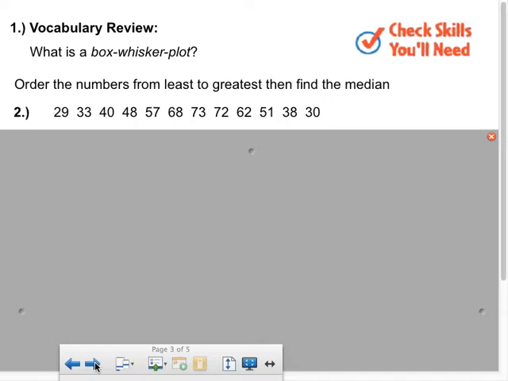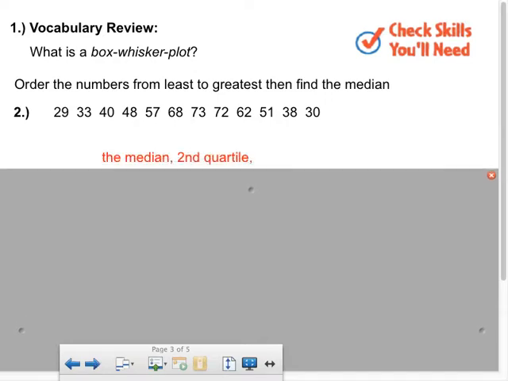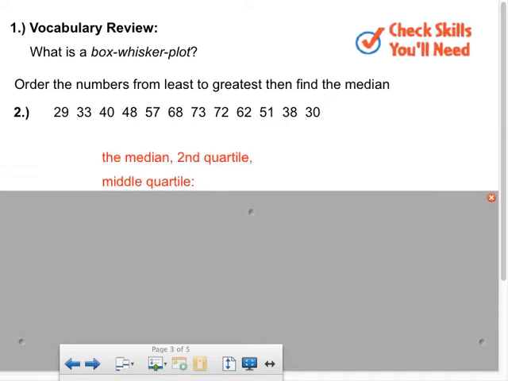We want 1 number. So if we don't have a middle number, do you guys remember what you do? You take the average of those 2 numbers. Okay? You guys remember that from, was it yesterday we covered that? Yes. Okay. So here's what you need to do. Now there is another name for the median. Second quartile or middle quartile. Okay?